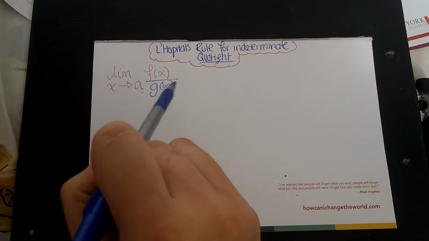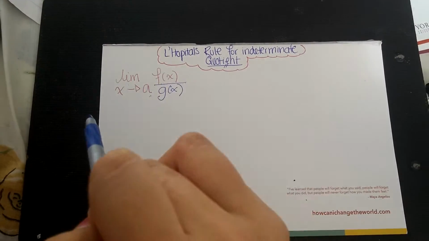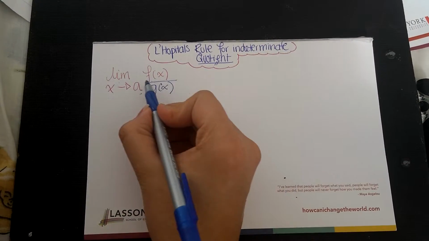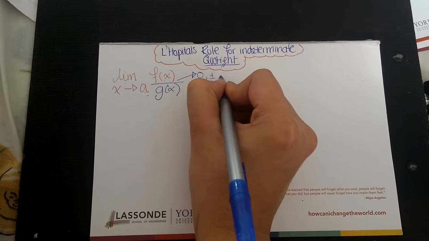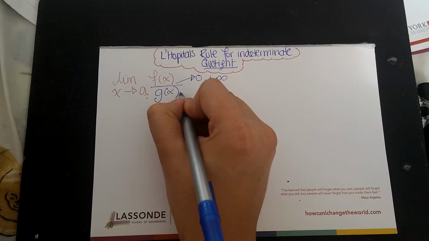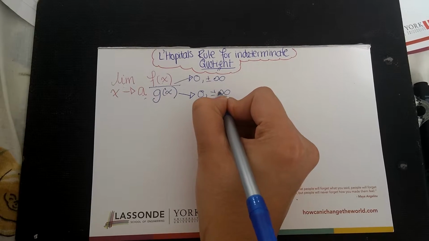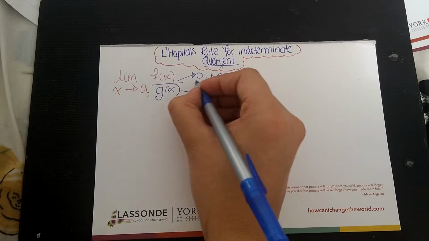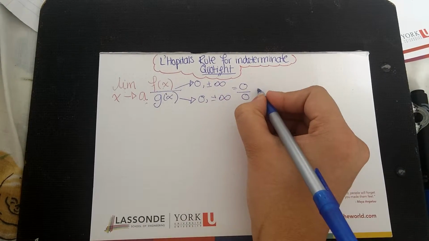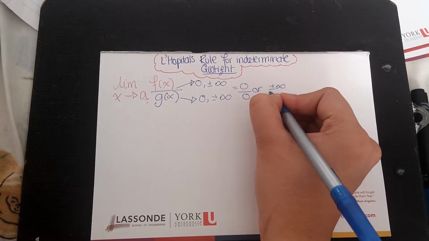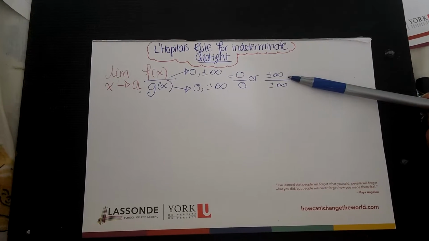Now, sometimes we don't get numbers when we do this. We don't get a finite number when we just plug a into the original f of x and g of x, okay? Sometimes when we plug a into f of x, we get 0 or positive or negative infinity, okay? And then at the same time, when we plug that same number into g of x, we also get 0 or positive or negative infinity. And we're kind of stuck because we have a situation where we have 0 over 0 at x equals a, or we have positive or negative infinity over positive or negative infinity. We're stuck after this. We're like, well, what do we do?